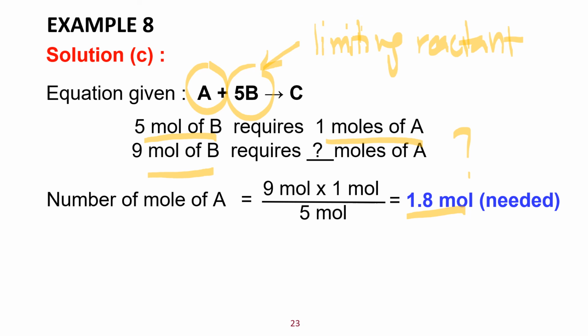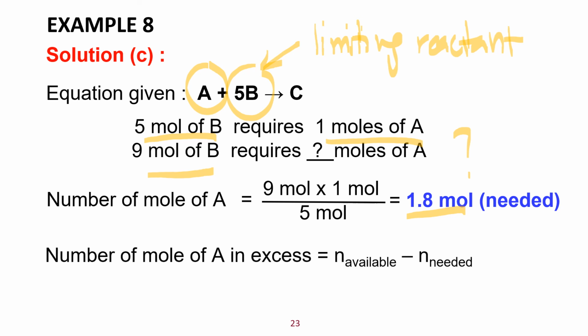Now we need to calculate the excess moles of A remaining after the reaction. We can subtract the number of moles of A needed that reacted in the reaction from the number of moles of A available. Thus, it will obtain the number of moles of A in excess that equals 0.2 moles.